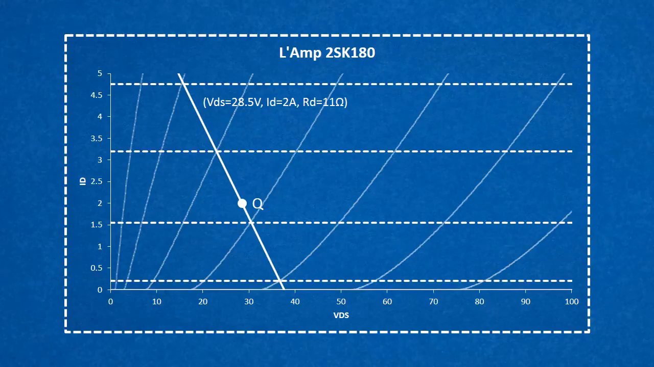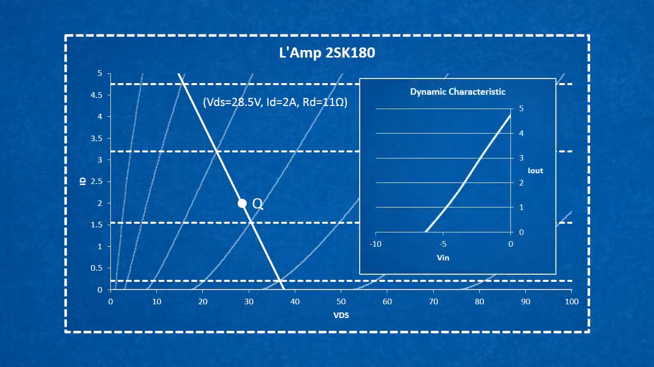That's harmonic distortion. We can see the uniformity of gain in the characteristic curves where the load line intersects the traces. We can also create another useful graph called the dynamic characteristic by plotting those intersections with the input voltage on the horizontal axis and the output current on the vertical axis. This line represents the transfer function of the amplifier.